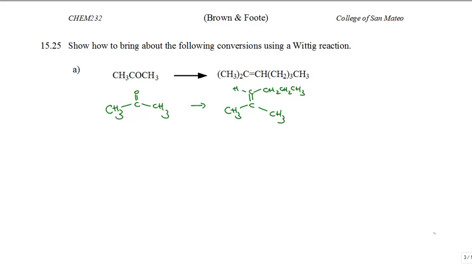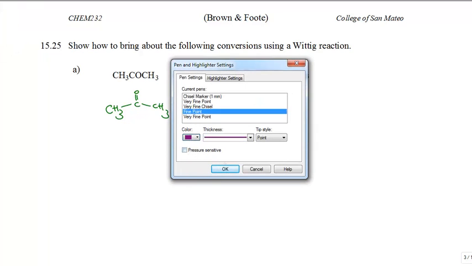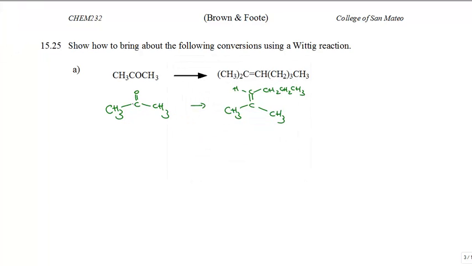Okay, and then 1525 wants a Wittig. Part A asks for this ketone here, and you want to convert it to this alkene. As you can see, what we're doing is converting, okay, let's go purple, this carbonyl group, carbon double bond oxygen, into this alkene.